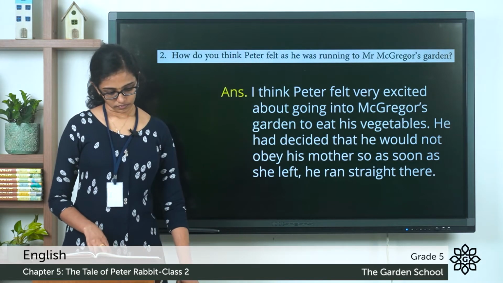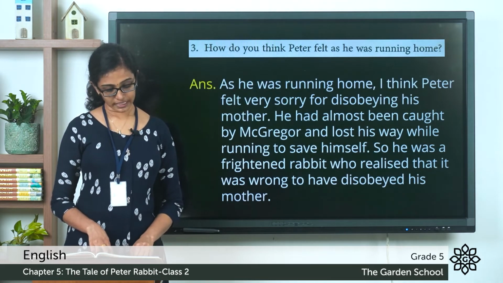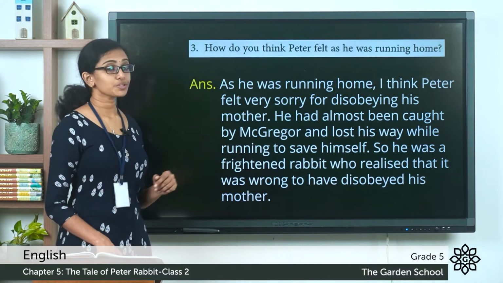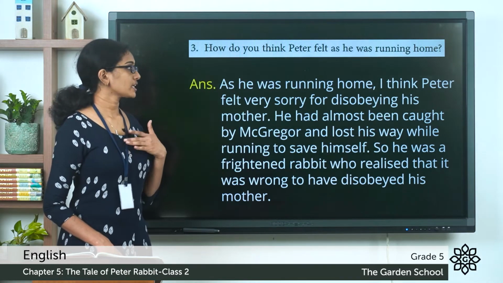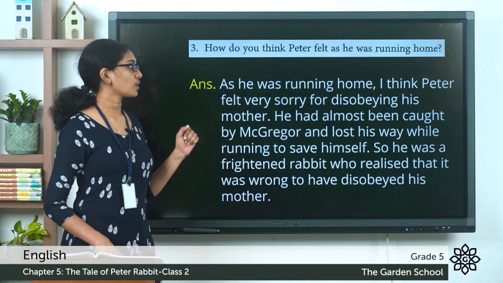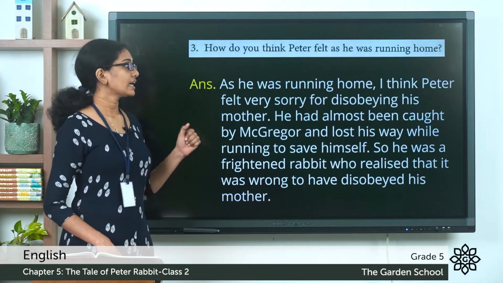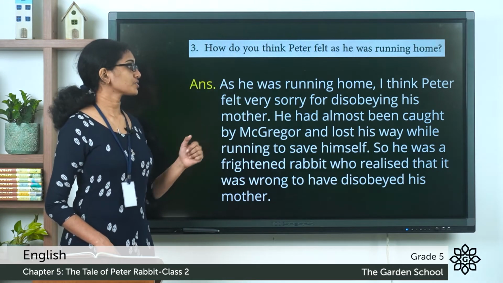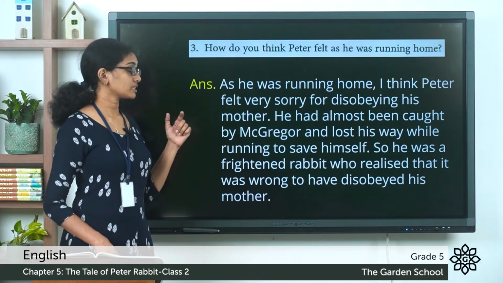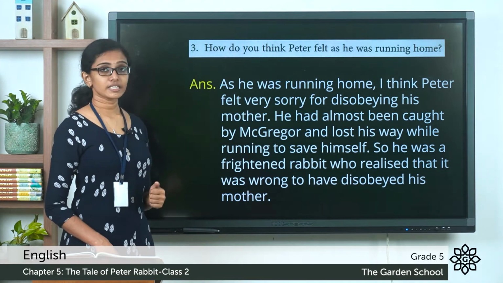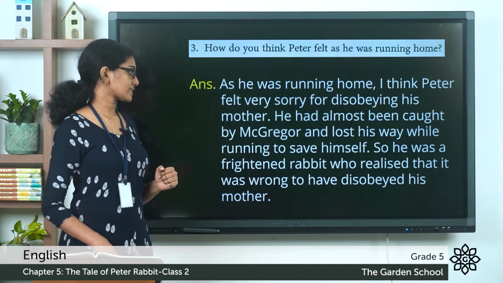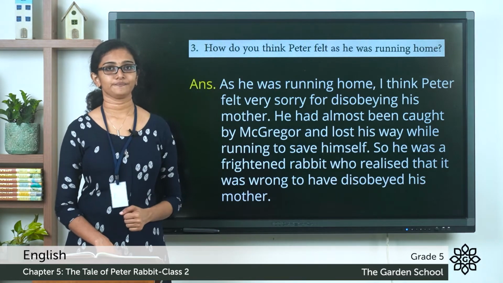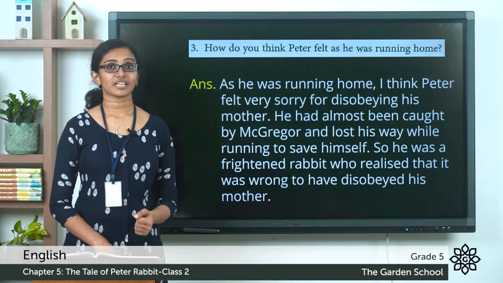Now, question number 3. How do you think Peter felt as he was running home? As he was running home, I think Peter felt very sorry for disobeying his mother. He had almost been caught by McGregor and lost his way while running to save himself. He was a frightened rabbit who realized that it was wrong to have disobeyed his mother. So that was about section C.